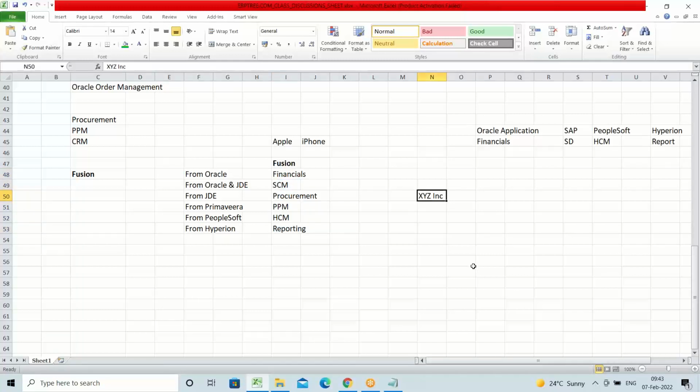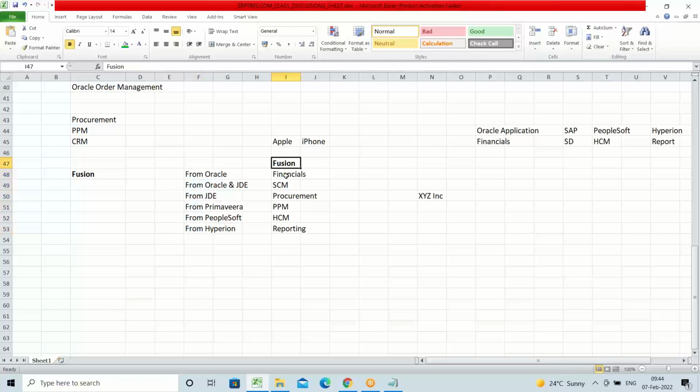Now, if XYZ INC company wants to go for any ERP applications or enterprise application to manage their company business data, now they need not have a second thought. The best option is Fusion. Everything is best here. They clubbed everything as a Fusion. Now when we are going to work on Fusion, the financials, SCM, procurement, PPM, HCM, reporting, everything you see as a Fusion only. There you don't see names like Primavera PPM, PeopleSoft HCM, Hyperion reports, or procurement with the respective titles. Now you have to forget about these points.